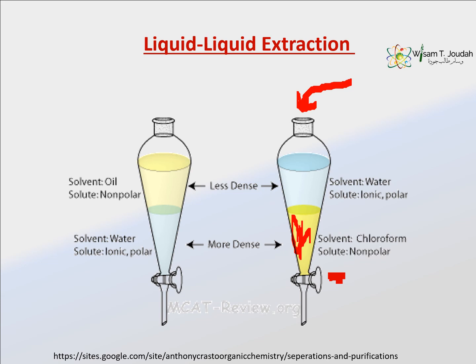Okay? Look here, you have the more dense and the less dense layers as shown. It is not necessarily the case that the oily layer is the less or more dense. It depends. When we say two layers, they must differ in polarity in order to be able to get them separated. So here we have, for example, non-polar, which is the oily layer, and water is polar, as is known.